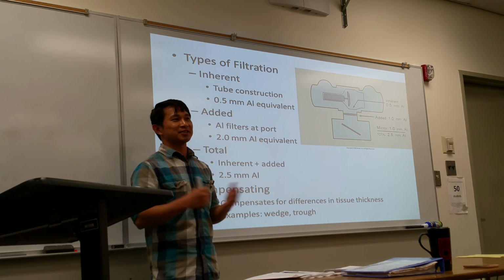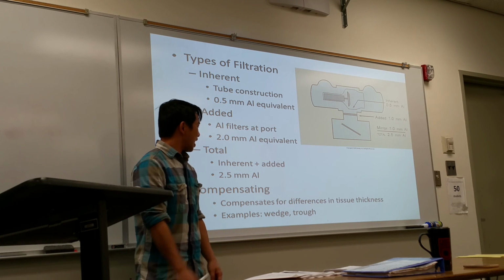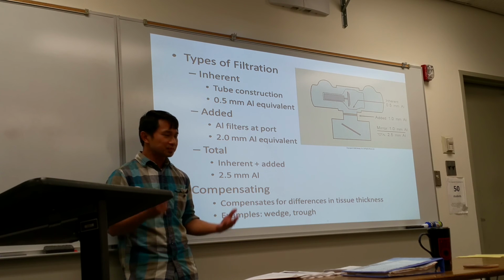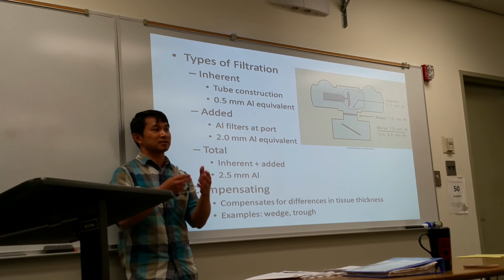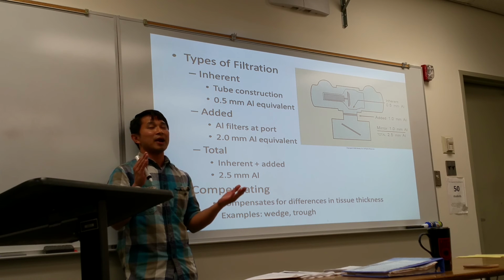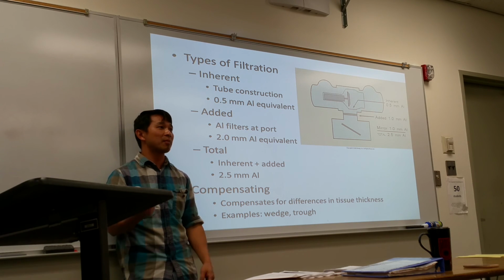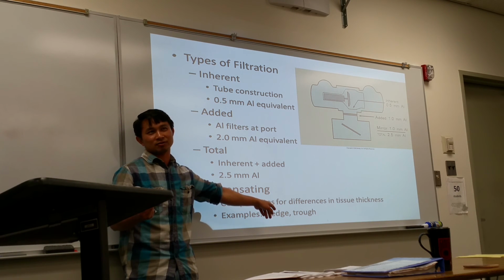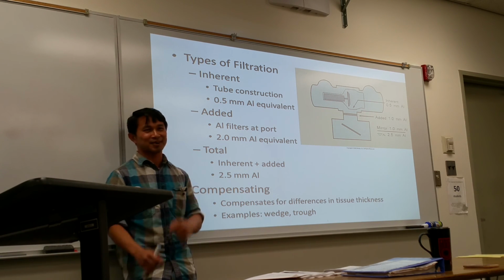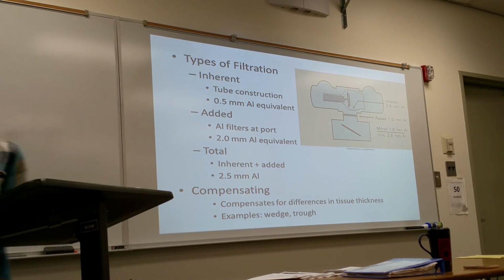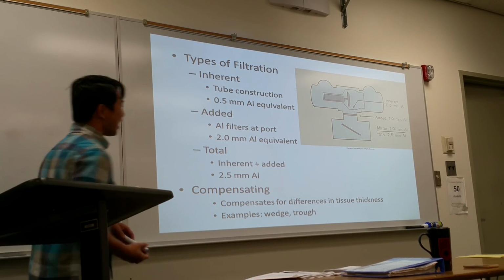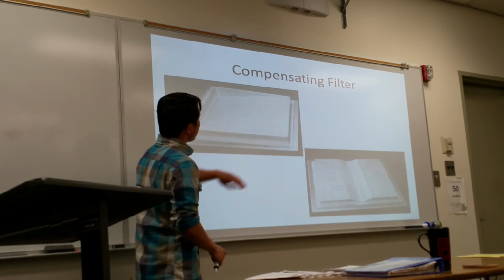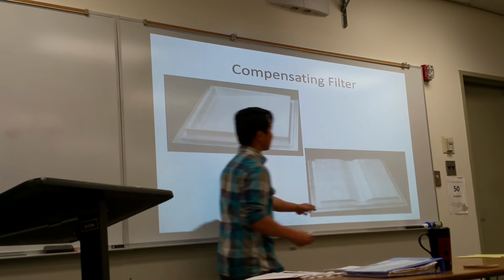It's very noticeable in traditional film, but we have what's called a compensating filter. A compensating filter has different thicknesses based on what anatomy you're shooting. The two most common types of compensating filter are known as the wedge and the trough. The wedge filter, so this is an image of the wedge. We have a wedge and a trough. It's like a little book.